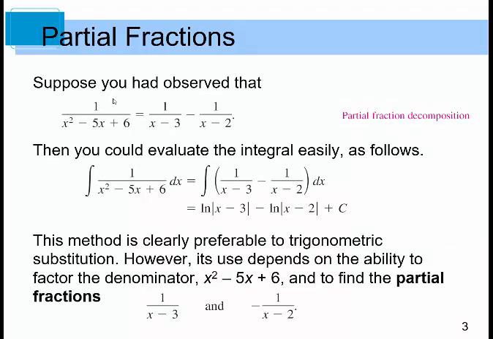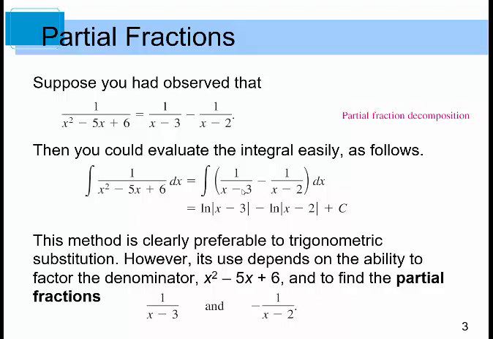Suppose that you had observed that these are the factors that it factors into, but that this fraction right here is the same thing as 1 divided by x minus 3 minus 1 over x minus 2. Like if you were to recombine these with a common denominator, you would get back to this. So then you could evaluate this integral very easily. Our original integral, as written, we couldn't solve, is just equal to this one right here. Well, this and this integrate super easily as just the natural log of the absolute value of each of these things that's down here.